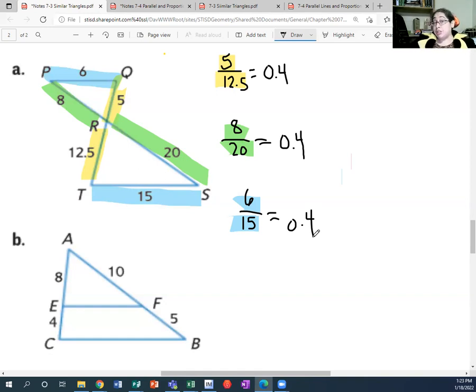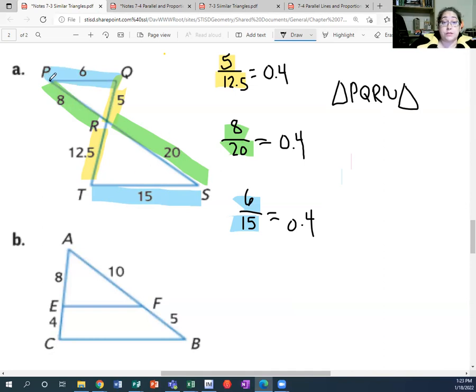This means that their sides are all proportional to each other. And so I can state that these triangles are similar. Here's the triangle on top, triangle PQR is similar to triangle. Now I need to name this bottom one.